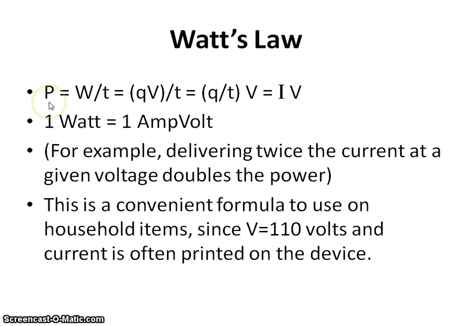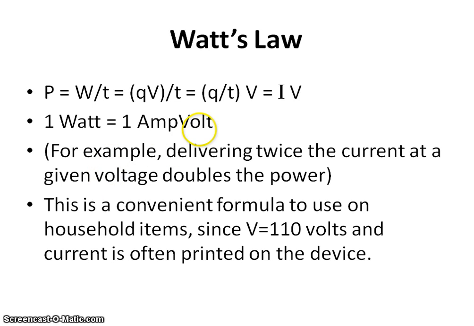And so Watt's law lets us calculate the power used in a circuit by multiplying the current in amps times the voltage in volts. And so 1 watt is equal to 1 amp volt. And again, it's not 1 amp per volt, but it's 1 amp volt. And this is a convenient way to find power. So what this means is that if you want to estimate the power that's used by a device, you simply need to know the current that it draws and the voltage that it operates at.